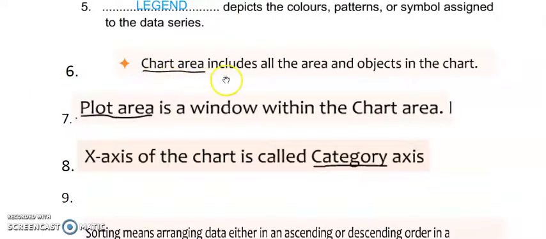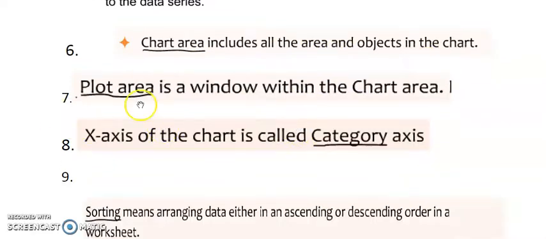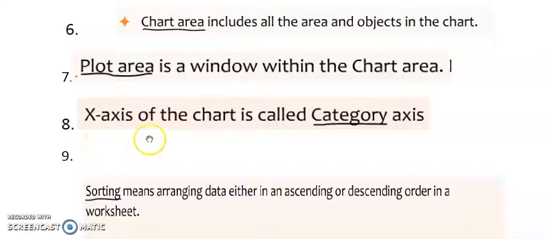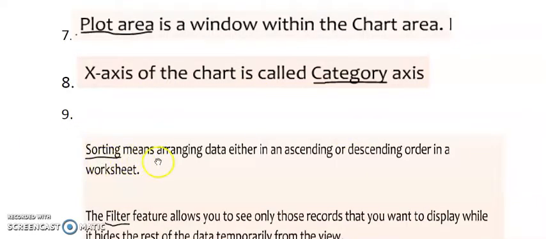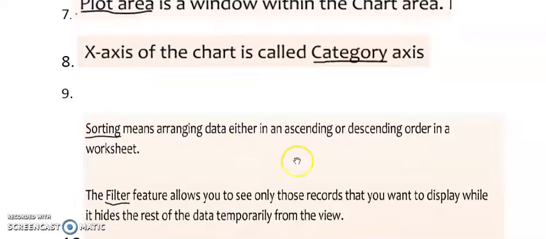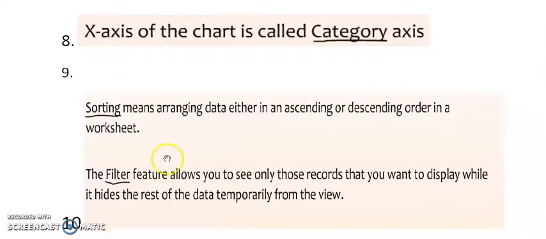Number 6, chart area include all the area and object in the chart. Number 7, plot area is a window within the chart area. Number 8, x-axis of the chart is called category axis. Number 9 is sorting means arranging data either in ascending or descending order in a worksheet.